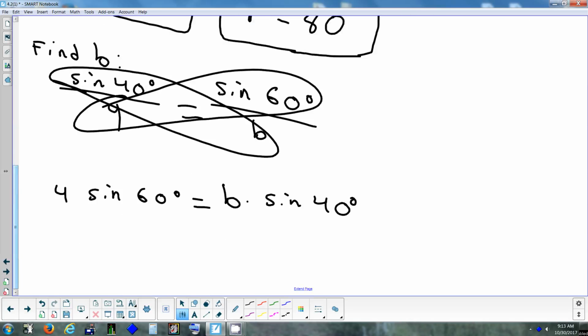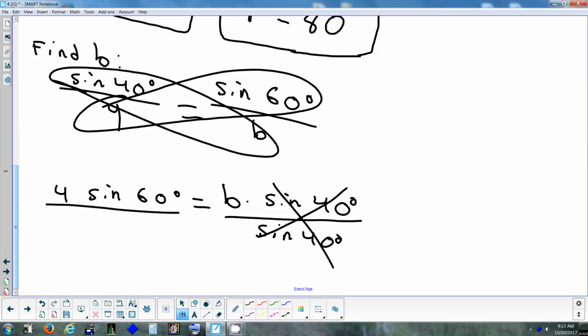Okay, and Connor, how would I get B by itself there? Dividing by? Well, B we want to leave alone, so we don't want to do anything to B. We want to move everything that's not a B away from it. Divide by sine 40. Yeah, divide by the sine of 40. What is the sine of 40? I don't know, and I'm never going to find out.